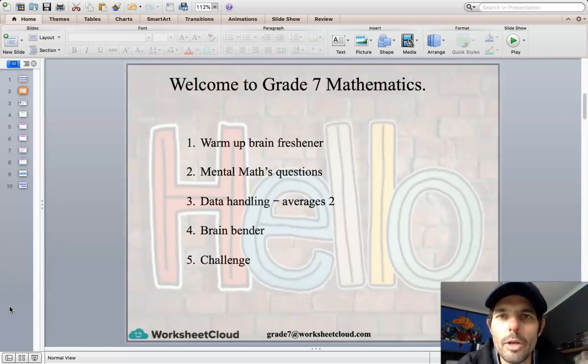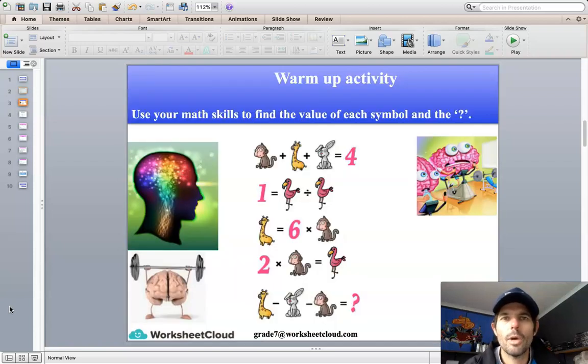Today we are looking at data handling and more specifically looking at averages. And then on either side of that main theme, we've got our warm-up, our mental maths questions, which cover previously taught principles, so just some revision and consolidation there, and then your brain bender and challenges to finish off the lesson at the end. So let's get into our warm-up activity for today.